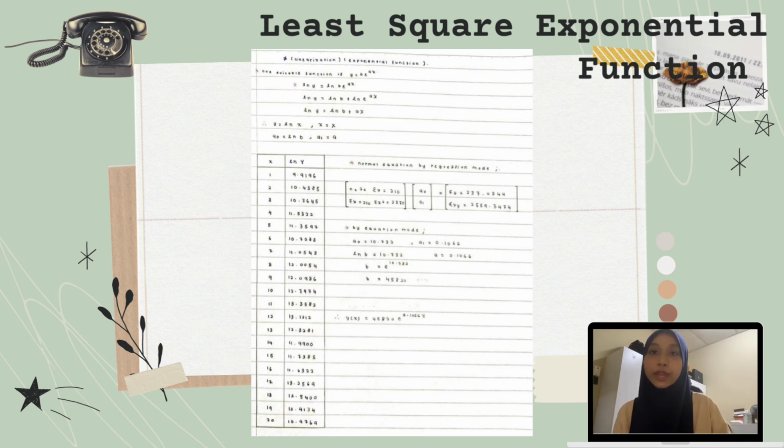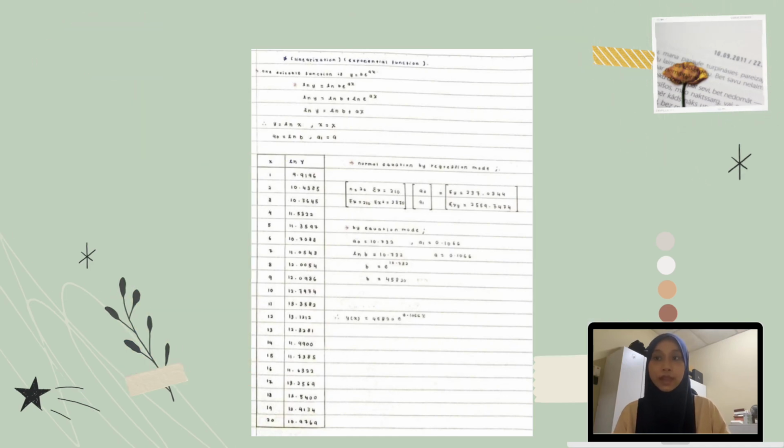Now we can revert from the linear form back to the exponential form. From a0 equals ln b, we calculate b. So we get the final answer, 45,820. And from a1 equals a, we have a equals 0.1066. So the final exponential function is y equals 45,820 times e raised to the power of 0.1066x.